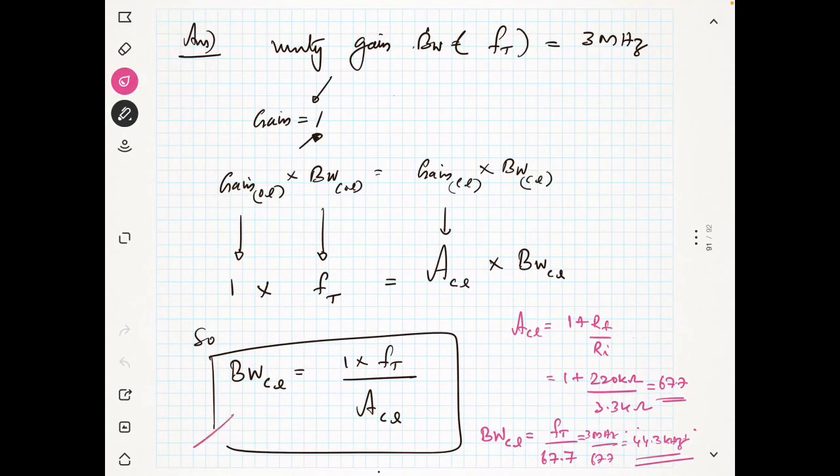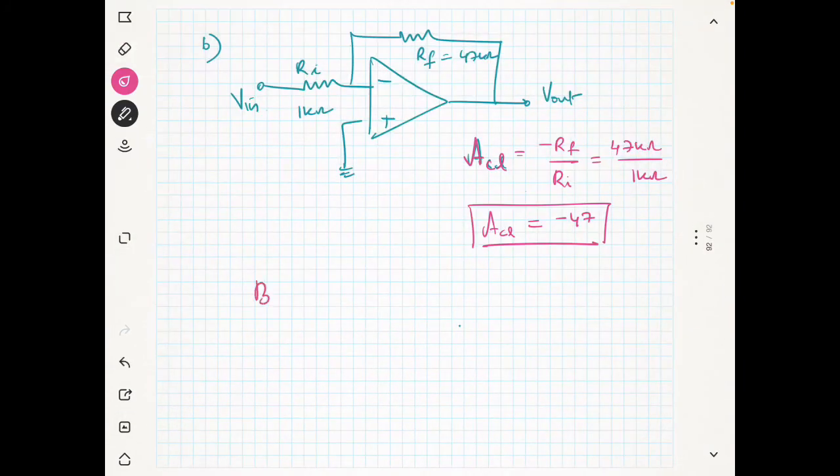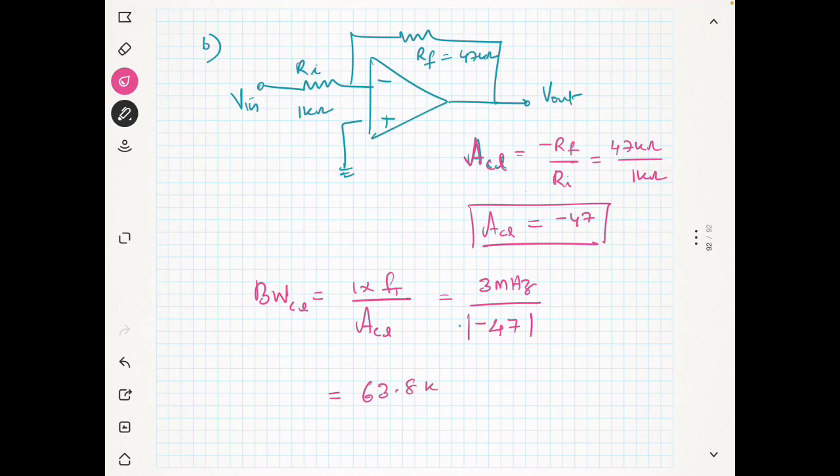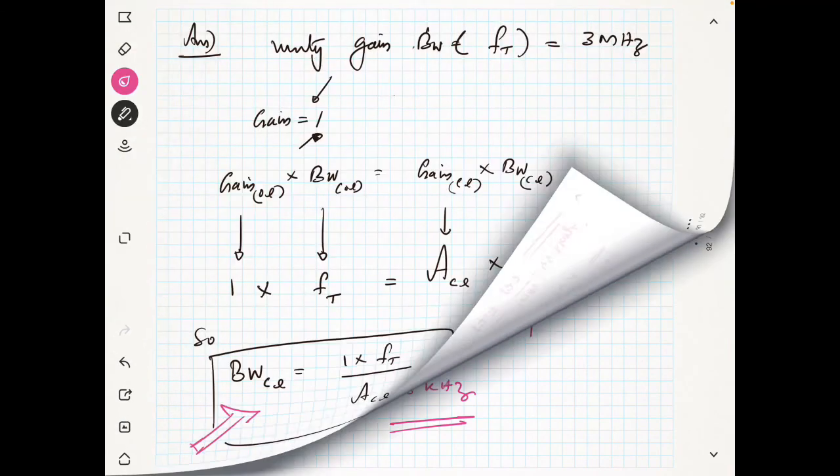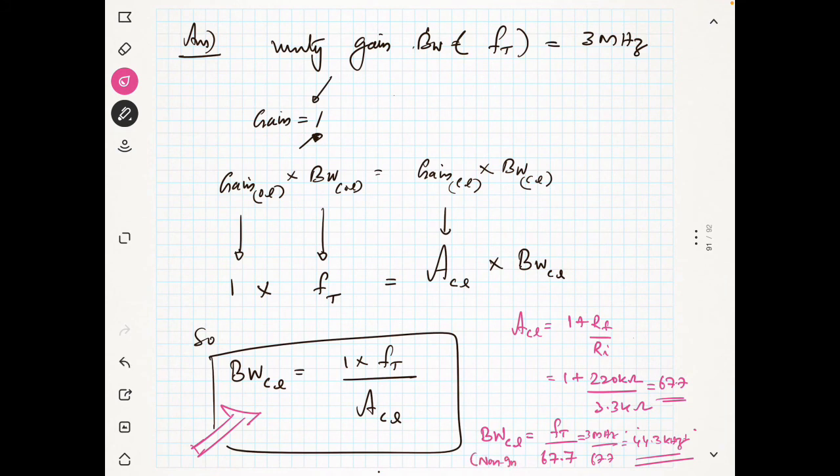Now I told you the same formula that we have used here. So bandwidth in closed loop is equal to Ft divided by the closed loop gain. So what is that? Ft is 3 megahertz divided by the closed loop gain, 47, minus 47. But we will not consider the sign, so I will just take the magnitude of this. So you will get here 63.8 kilohertz. Okay, so that is the bandwidth in closed loop. So this is for the inverting amplifier, and this one is for the non-inverting amplifier.